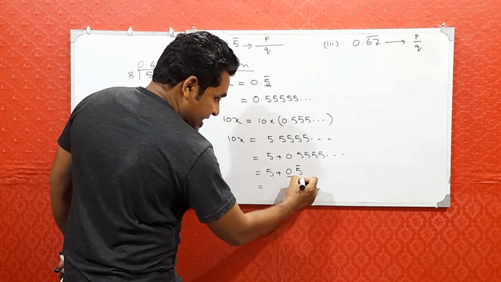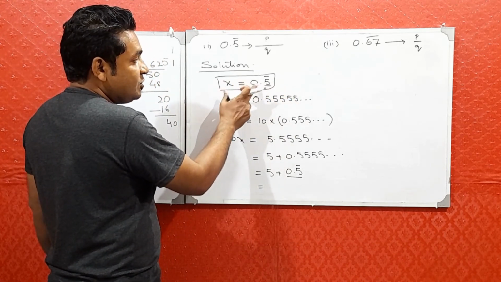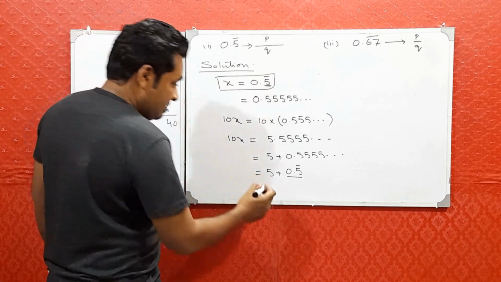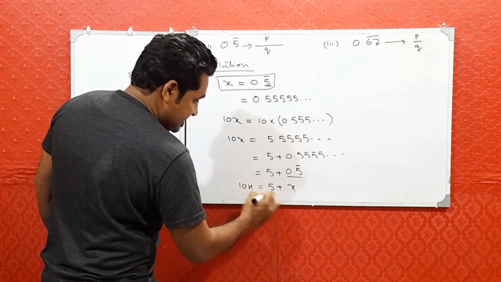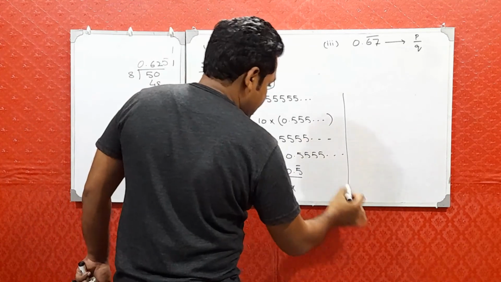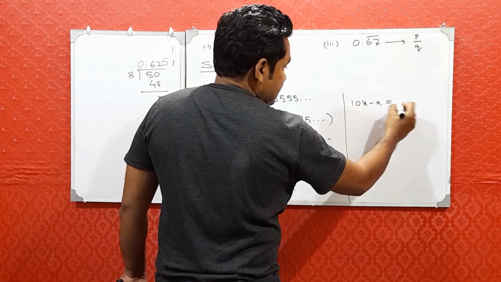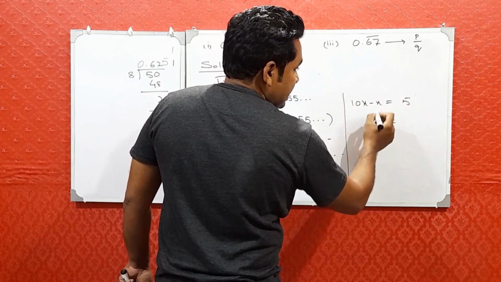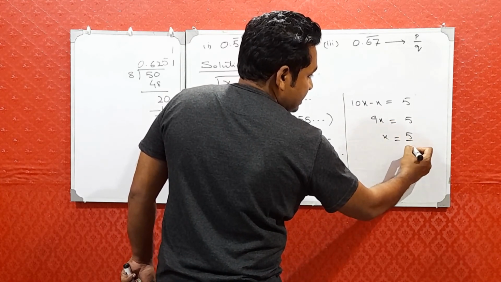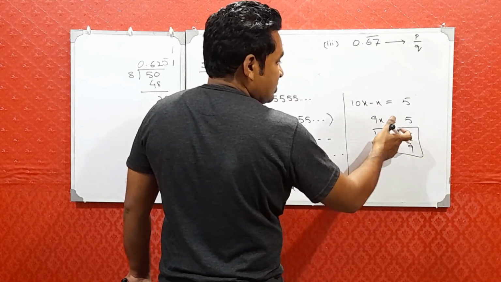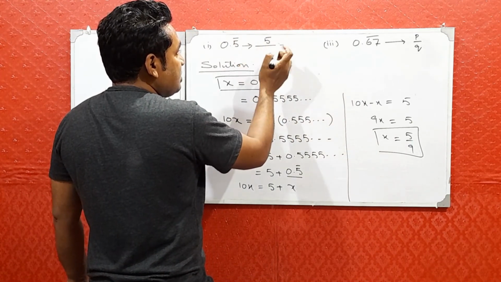Now, we let this equal to x in the beginning. You can see that in the beginning we let 0.5 bar equal to x. So we write it as 5 plus x, and here we have 10x. Now you have to simplify further. Shift x to this side, it becomes 10x minus x equals 5, and 10x minus x is 9x equals 5, so x is equal to 5 over 9. This is the answer of the question. So here P is equal to 5 and Q is equal to 9.